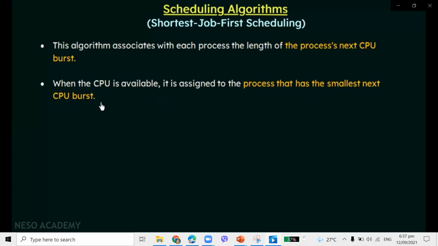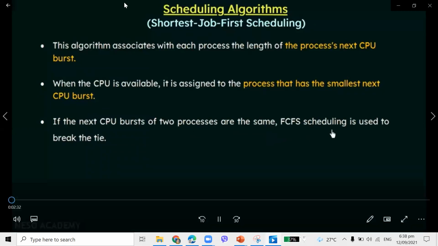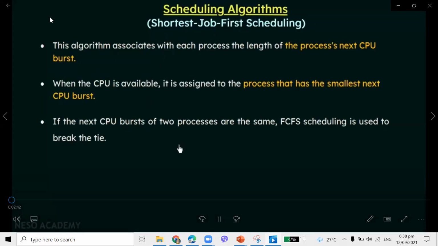If two processes having the same length arrive, which one will first get the CPU? If there are two processes waiting for the CPU and both have the same length, who is going to get the CPU first? In that case, if the next CPU burst of two processes are the same, FCFS scheduling is used to break the tie. That means shortest job first cannot be applied because they both have the same length, so FCFS will be used.